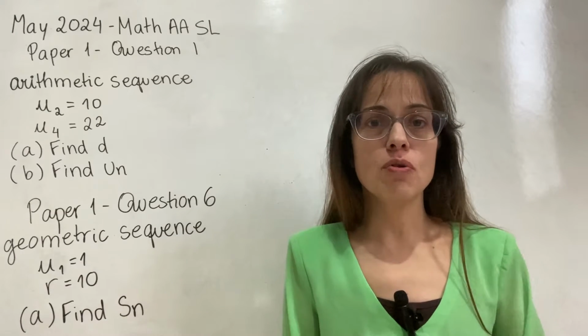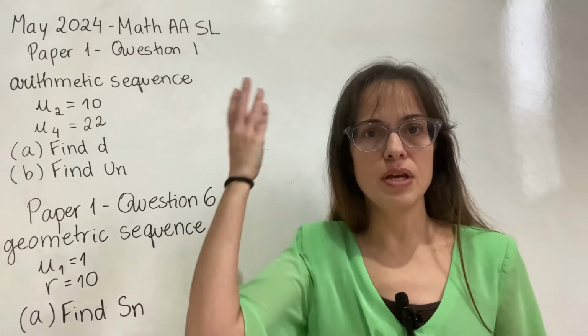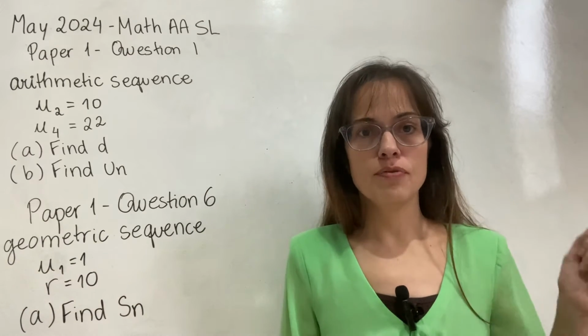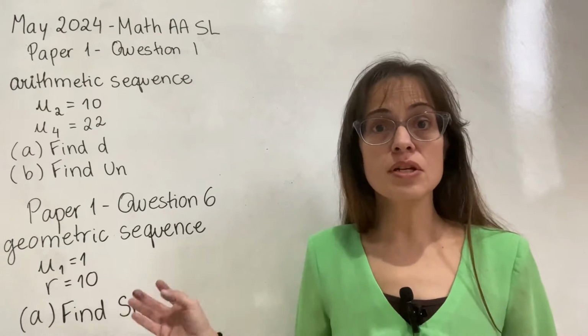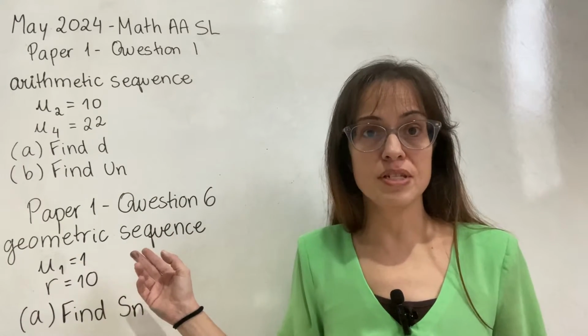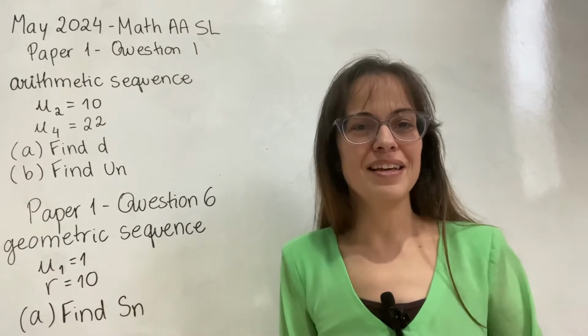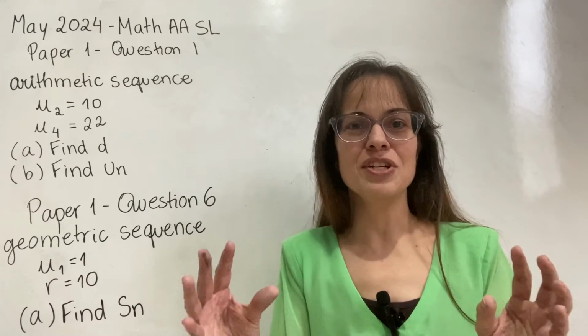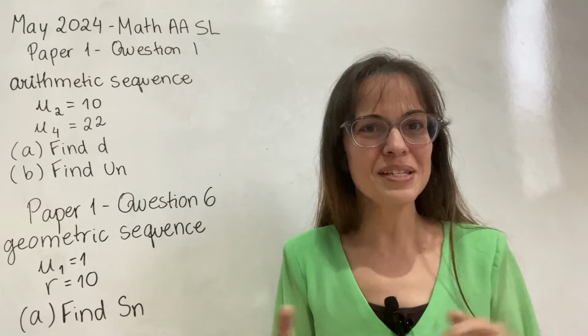Today we're going to be solving 3 questions that I chose from paper 1 of the AA standard level exam from this year, May of 2024. And we're going to start with questions 1 and question 6 because I found it very interesting that they started and finished section A with the same content, which was sequences.